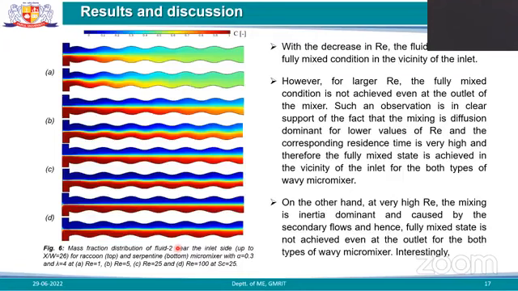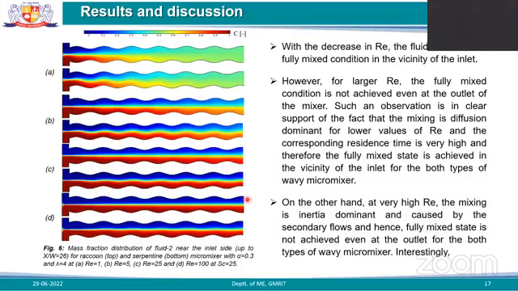With the decrease in Reynolds number, the fluid achieves the fully mixed condition. Here you can see that for the first case, A, at that distance only we are getting the full mix. The green color is the fully mixed condition. Here 0 and 1 are the extremes, and 0.5 is the fully mixed condition. However, for higher Reynolds number, the fully mixed condition is not achieved even at the outlet, even for that particular length that we have taken.